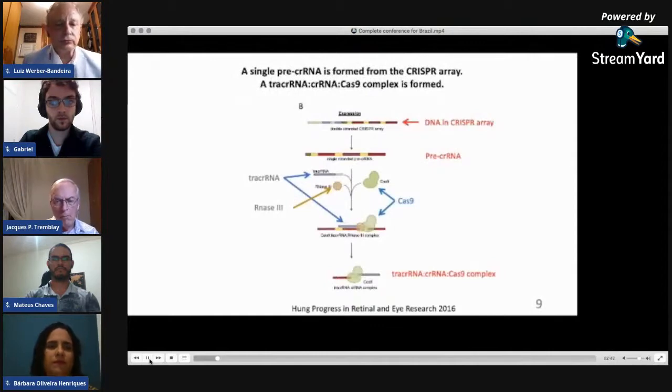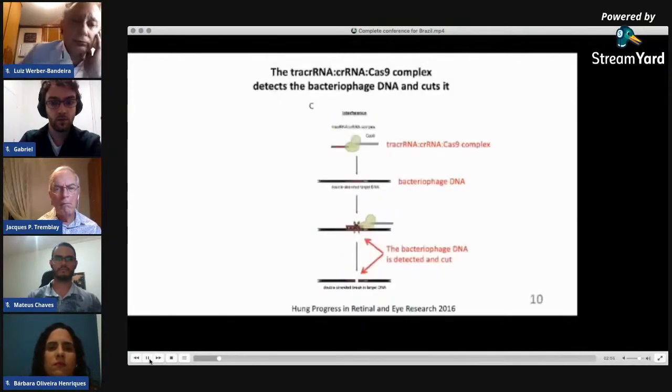From the DNA in the CRISPR locus, bacteria will first express a pre-crRNA, and then there will be a complex that will be made between tracrRNA, crRNA, and the Cas9 protein. This tracrRNA, crRNA, Cas9 protein complex will then bind with the bacteriophage DNA and induce a cut of the bacteriophage DNA to essentially kill the virus.